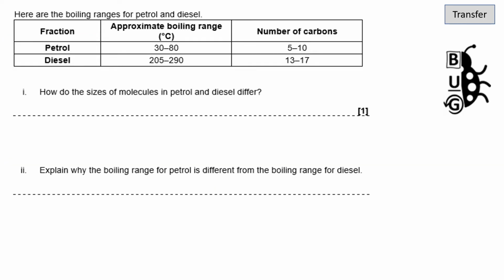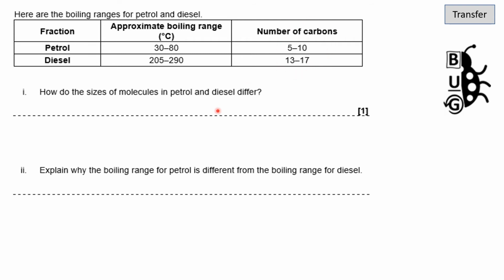Okay, so let's look at a question then that you might get in an exam situation. I suggest to get the most out of this, you pause the video, you write down your answers, and then you come back and have a look at how I've done it. So here are the boiling ranges for petrol and diesel, and I have a table of results here. Now, whenever you see a table in an exam question, you're going to use it, okay? So don't ignore it. I have some fractions. I have petrol and diesel. I have an approximate boiling range. So there's a range of temperatures here that they boil at, and I've got a number of carbons.